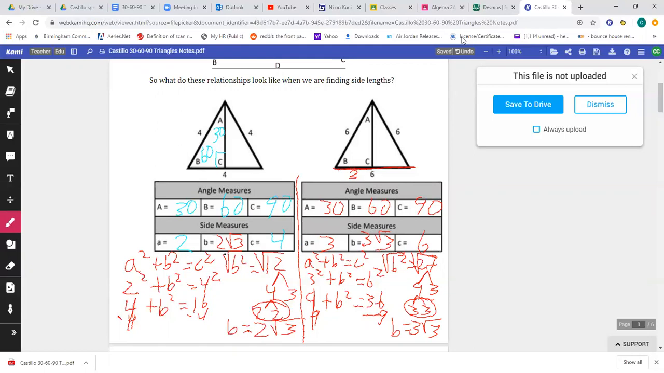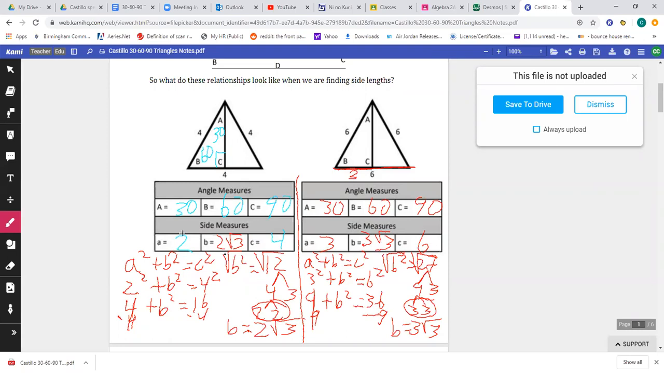So you actually kind of will see a pattern here. Look at the side measures. Look at the length of the sides and see how they compare. See how it's very similar, or it's actually exactly the same thing. If you take a and you multiply it by root 3, you get b, right? 2 times root 3 is 2 root 3. Here, 3 times root 3 is 3 root 3. And then also, look at how the a and the c are related. 2 times 2 is 4, 3 times 2 is 6, right? So they're related by a factor of 2.